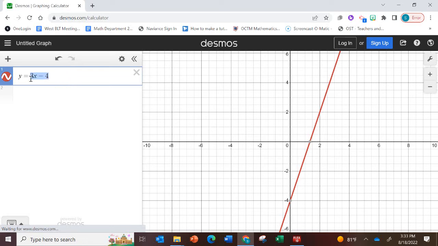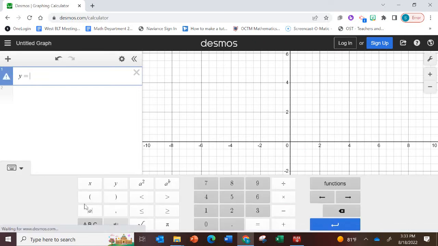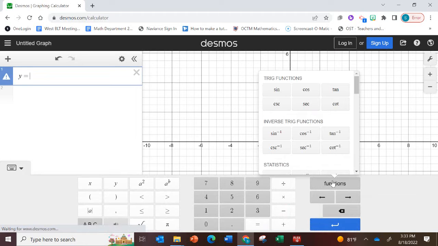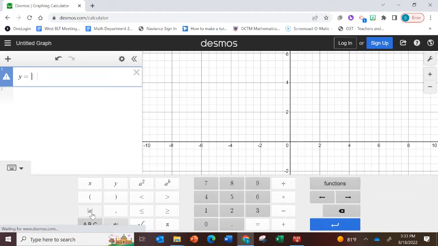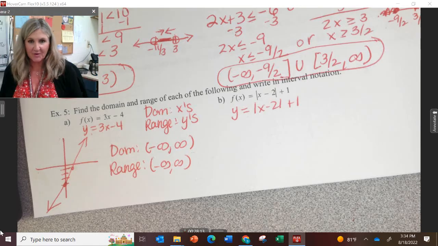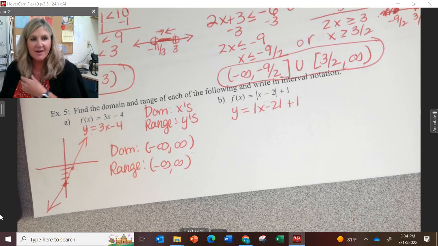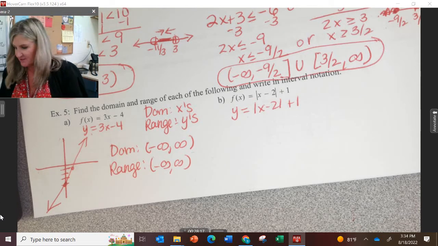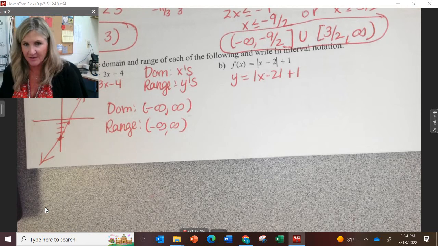Let's say you don't know how to use a graphing calculator yet. I want you to learn, but here's your other option. I can go to functions. Actually, I don't even need that. Here's absolute value. And I can just type it in. X minus 2 plus 1. There's the way it should look. But I want you to practice using your graphing calculator. I can't let you use Desmos on the test, so you've got to get used to your graphing calculator.